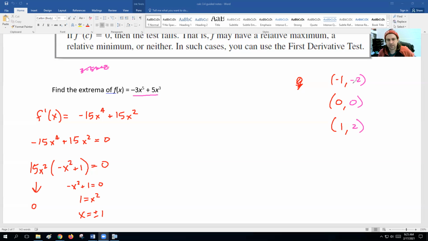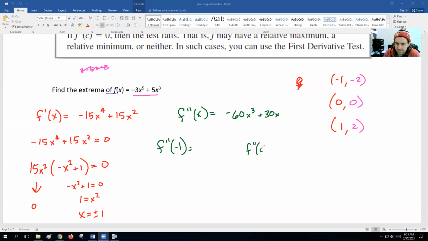Okay, now what are these points? Are they mins, maxes, points of inflection? Well, it all depends on what happens with the second derivative. So the second derivative, which would be, okay, negative 15x to the fourth would be, let's see, negative 15 times 4 would be negative 60, negative 60x cubed, and then plus 15x squared becomes 30x. What we're going to do is not figure out where its critical numbers are at, but let's plug in the negative 1. Let's also plug in 0, and let's also plug in positive 1.